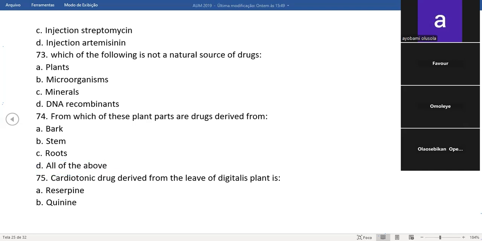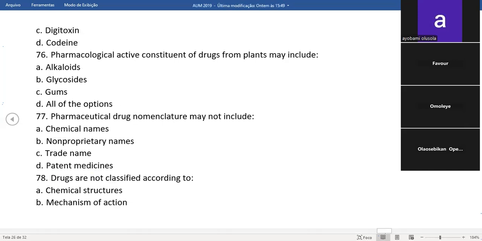Cardiotonic drug derived from the leaf of the digitalis plant is A. Reserpine, B. Quinine, C. Digitoxin, D. Codeine. Digitoxin, C. That's the answer. You can also have digoxin. So pharmacologic active constituents of drugs from plants may include A. Alkaloids, B. Glycosides, C. Gums, D. All of the options.